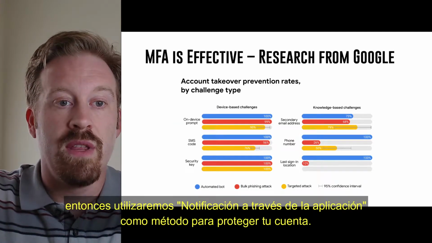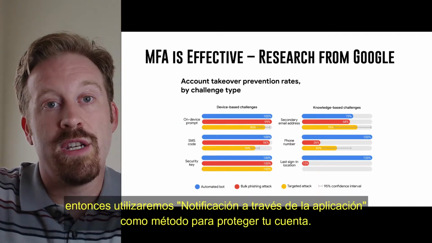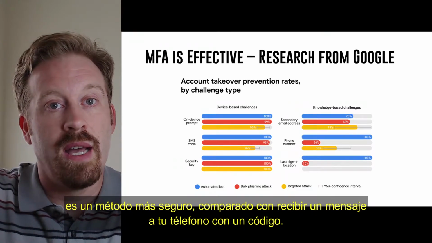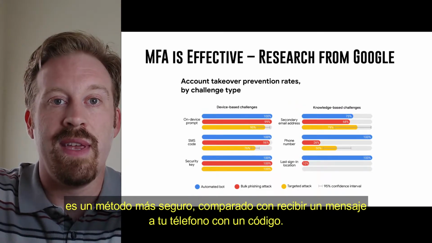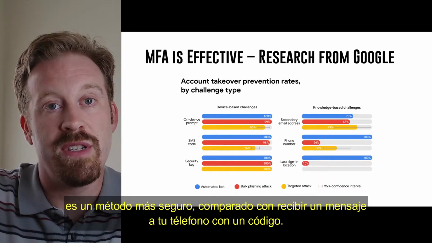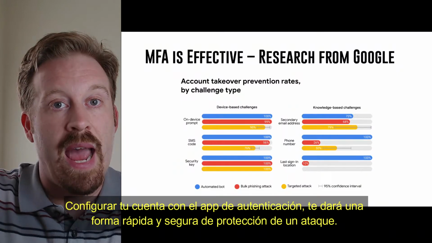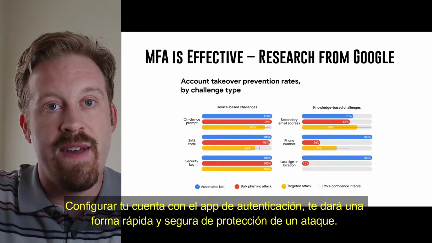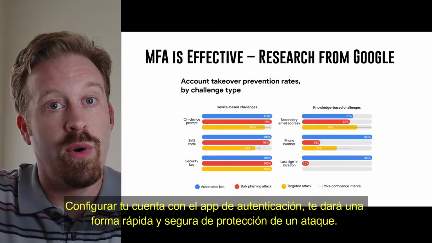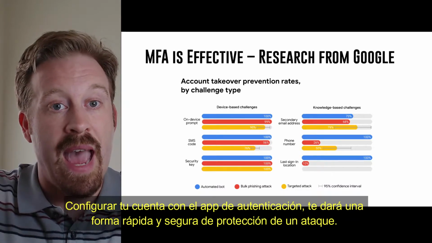So we'll be using the on-device prompt as a way to protect your account. This is more secure than the SMS messages or text-based messages. So enrolling with the Authenticator app will provide you a secure and fast way to protect your account from being hacked.